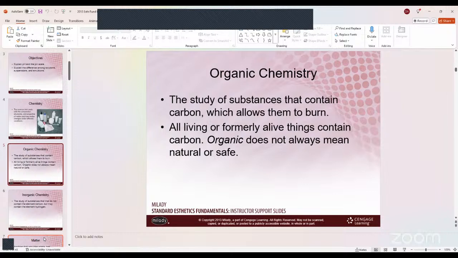So let's look at the either-or. Organic chemistry is the study of the substances that contain carbon, which allows them to burn. And the next bullet is all living or formerly alive things contain carbon. So organic does not always mean natural or safe. Organic can mean something that contains carbon, maybe something that was once alive, and that falls under organic chemistry.